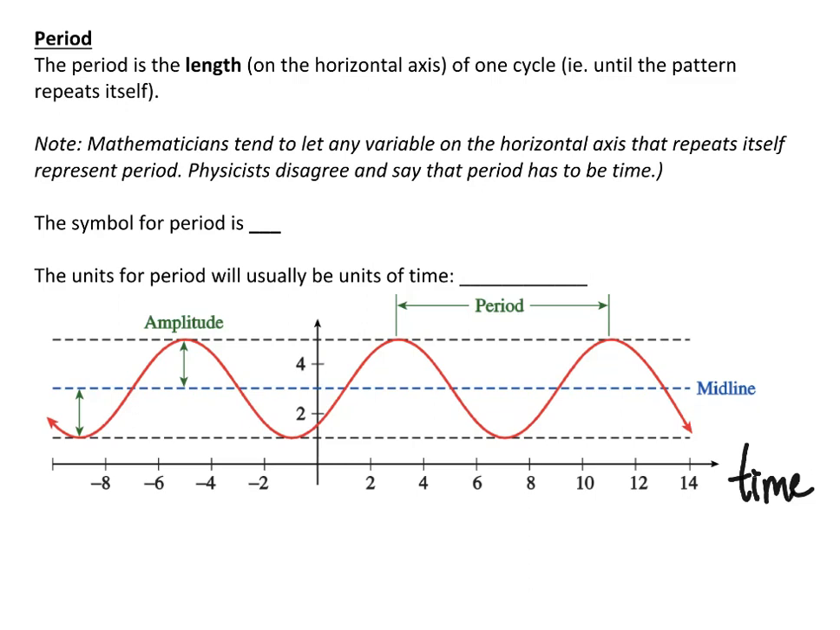But in physics, we actually have more specific names for different x-axes. So the symbol for period in general is capital T, and usually you'll see it with units of time, but sometimes you'll see other things in math.